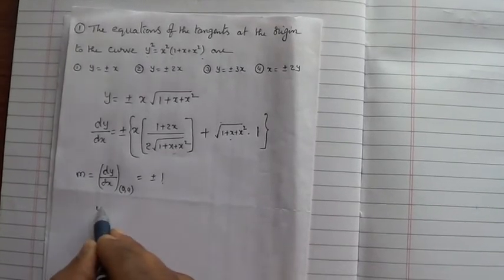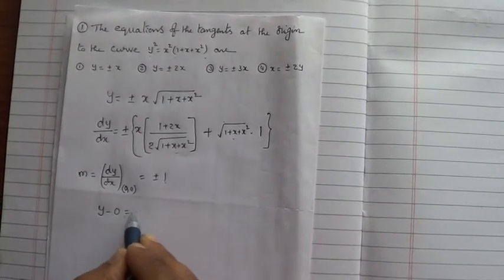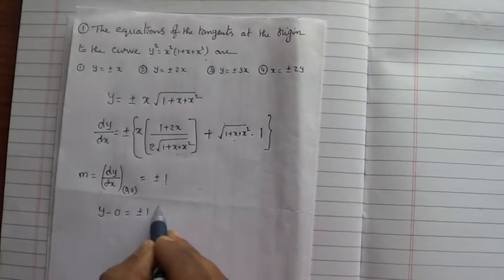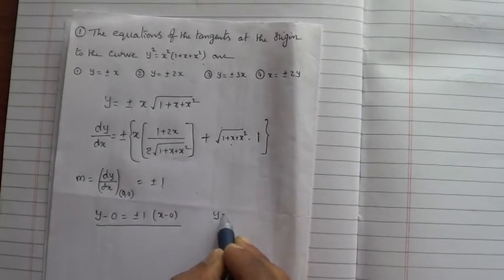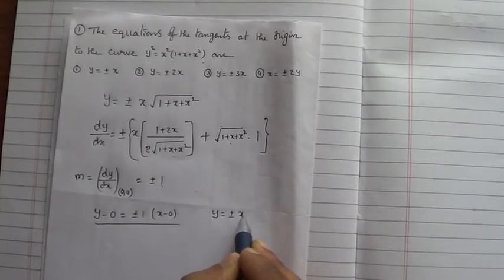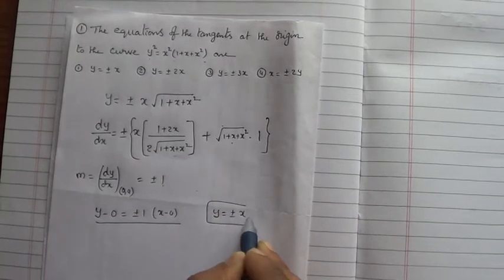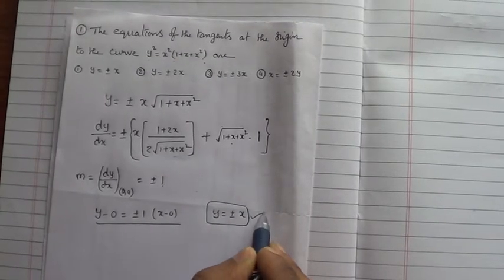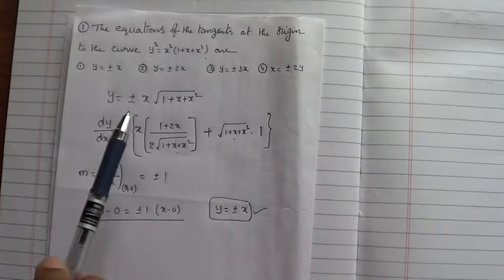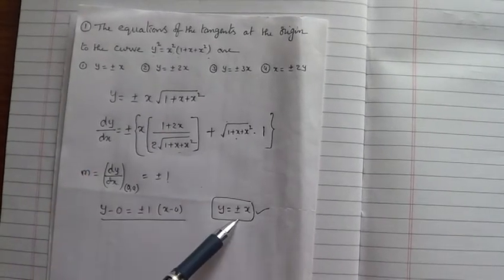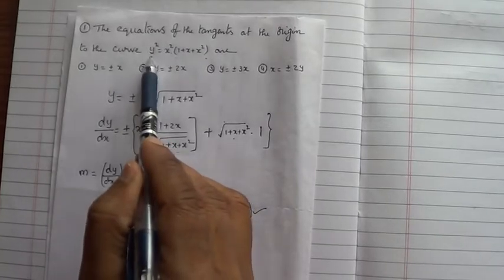So what are the equations of the tangent? Y minus 0 is equal to plus or minus 1 into x minus 0. That is nothing but y is equals to plus or minus x. These are the equations of tangents to the given curve at origin. But you can observe the same question directly we can write the answer also. This is the given equation.